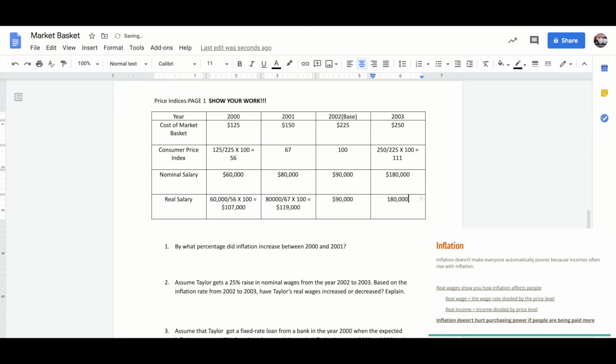Okay, and then finally, we've got 180,000. Whoa, we're really stacking paper now. Let's find out though. 180,000 divided by 111 times 100. And what does that equal?